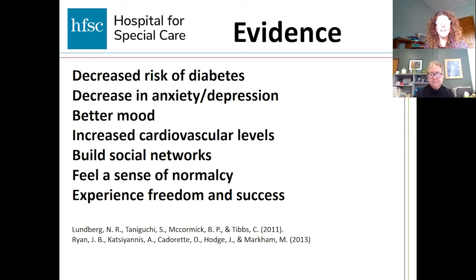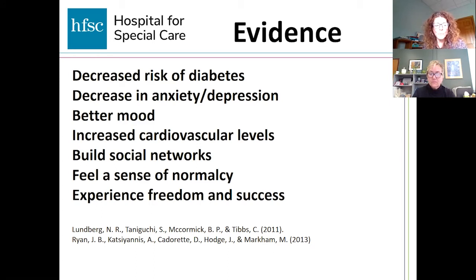Like, it becomes a family. It's not just the activity, it's that social network. So I was not surprised by that. The results from this study found that, in general, these individuals felt stigmatized and stereotyped because of their disability. However, participation in adaptive sports and recreation provided them with opportunities to build social networks, to experience freedom and success, and feel a sense of normalcy, and be able to positively compare themselves with others without disabilities.